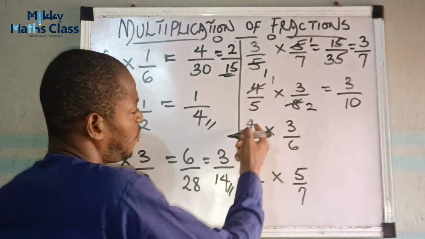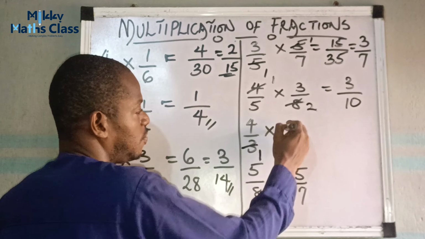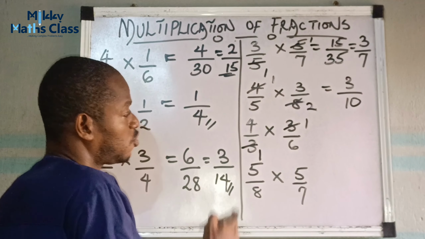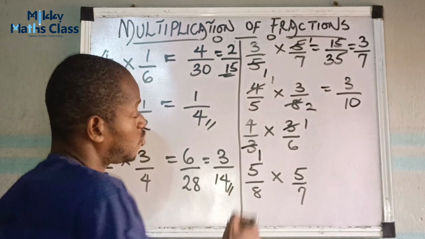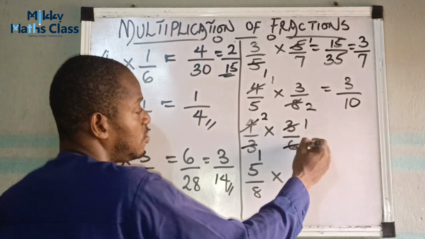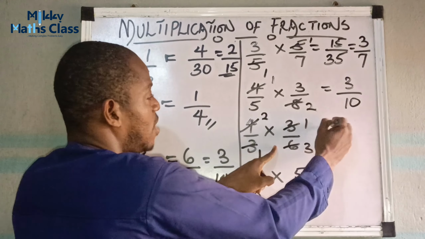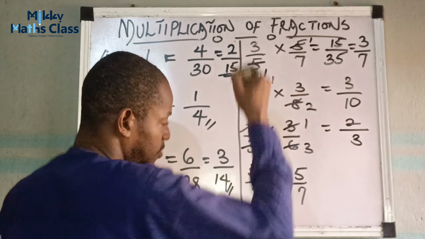Also, we can do it like 4 over 3 times 3 over 6. 3 here 1, 3 here 1. Now, something can divide 4 and 6. That's 2. It's a common factor. So 2 in 4 is 2. 2 in 6 is 3. So 2 times 1 is 2 over 1 times 3 is 3.